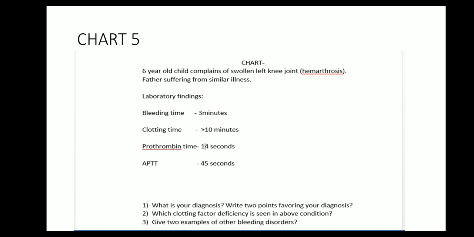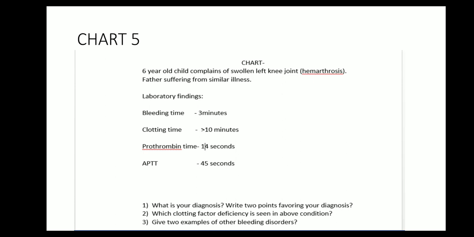Chart number 5, which is again a hematology chart. A 6-year-old child complains of swollen left knee joint, that is nothing but hemarthrosis. Father is suffering from a similar illness. Bleeding time 3 minutes. Clotting time is increased, more than 10 minutes. Prothrombin time is normal, 14 seconds. Activated partial thromboplastin time is 45 seconds, which is increased. Normal is 37 seconds.